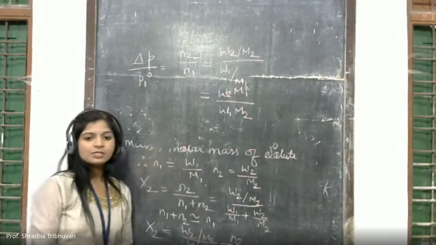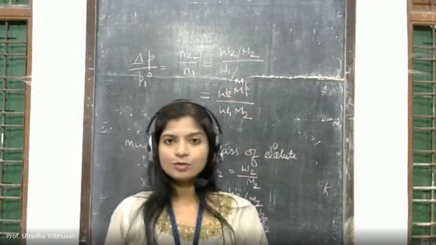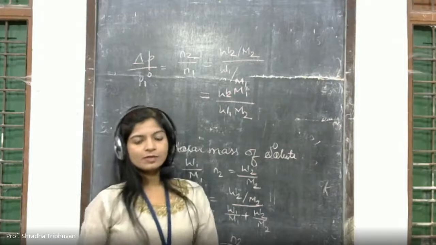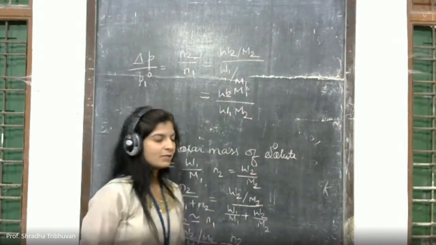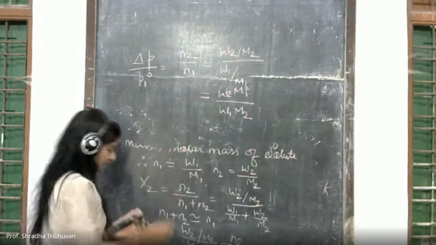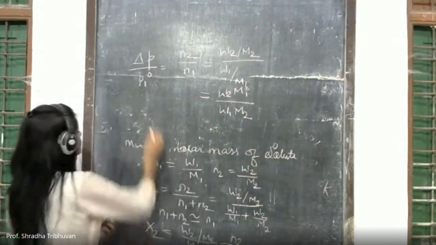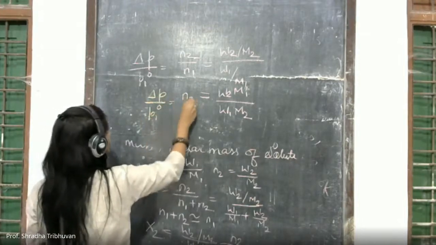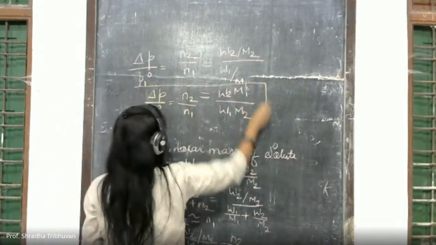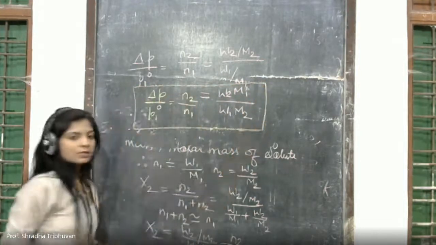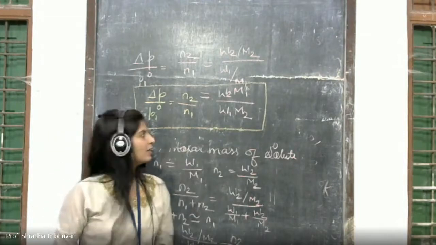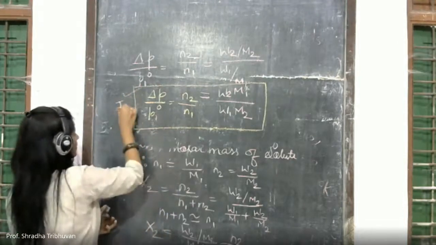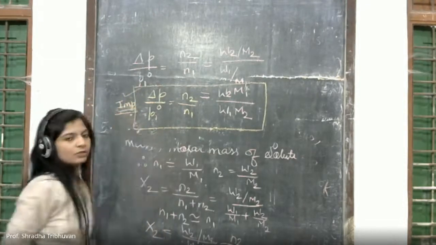Such types of derivations are usually asked for 2 or 3 marks, so they are frequently asked questions for the board. But for your entrance exam, or if you have an MCQ type of question, you should know that delta P divided by P1 naught is equal to n2 divided by n1, which is equal to w2 into M1 divided by w1 into M2. This is important and you should know it.